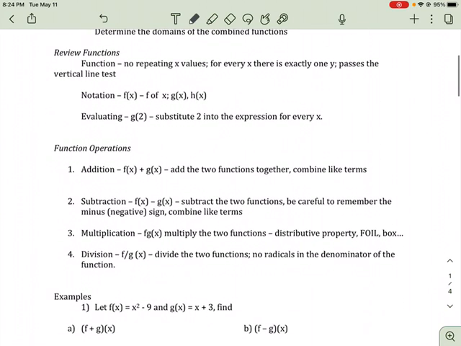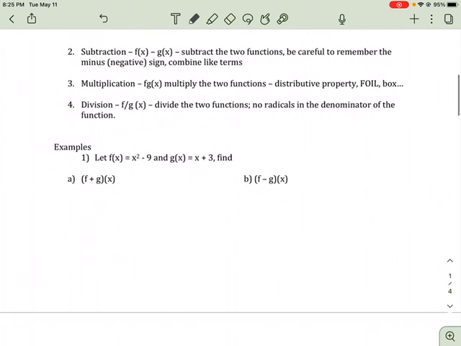All right, so let's talk about function operations. We're going to be able to add, subtract, multiply, and divide. Pretty simple. For addition, all we're going to do is add the two functions together and combine like terms. For subtraction, we're going to subtract the two functions. Be careful to remember the minus or negative sign and be able to combine like terms. Multiply, we're going to multiply. We may need to do distributive property. We need to do FOIL, split, distribute, box, whatever method you use. And then division, we're going to divide the two functions, and remember we can't have any radicals in the denominator, and we're going to have to be concerned about what can't be in the denominator of our function.